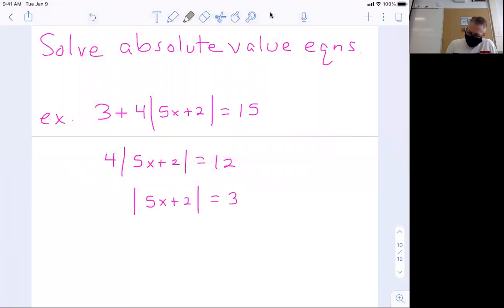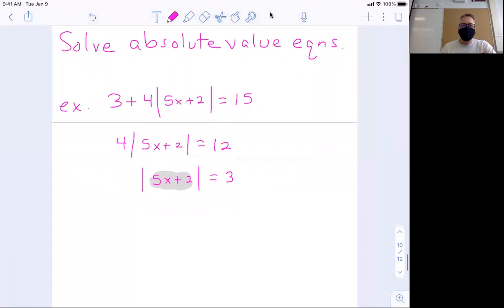Now to solve it, think about this stuff that is inside of that absolute value. That stuff that is under the gray, that could either be -3 or +3, and it would be a true statement. So that's how we're going to write our two equations. We set that stuff that's inside the absolute value, the 5x plus 2, equal to -3, the opposite of that, or 5x plus 2 is equal to +3.